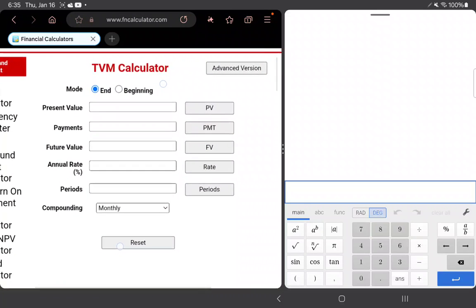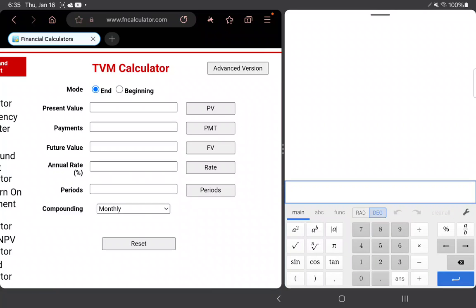We're really just focused on the middle section here, everywhere from the mode where it has end or beginning. We're not going to worry about the advanced version button at the top, but we do want to see the PV, payments, future value, the interest rate, the number of periods, and the compounding periods. These are variables that we've seen before in the compound interest formula and, to some degree, with the simple interest formula, except for the mode, the end or the beginning. We'll look at what those differences are when we switch over to investment type problems, because then it makes sense when you'd make that first payment.